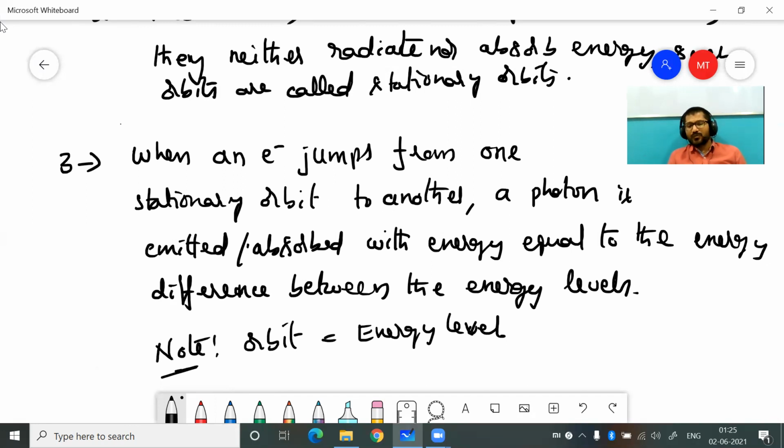So when an electron jumps from one stationary orbit to another stationary orbit, or one energy level to another energy level, a photon is emitted or absorbed, with energy equal to the energy difference between the energy levels. Is it clear? So more specifically, I will give you here.